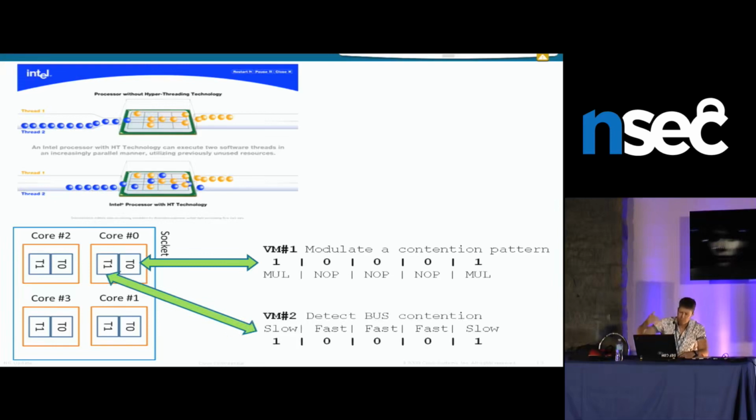And now what if on the other VM, I try to detect that contention over the execution pipeline, by measuring the time it takes to execute a certain instruction. If it takes long, well, it's a 1. If it's fast, then it's a 0. So this is exactly at that time that I realized that it should be possible to modulate a signal across 2 VMs using this contention pattern trick.